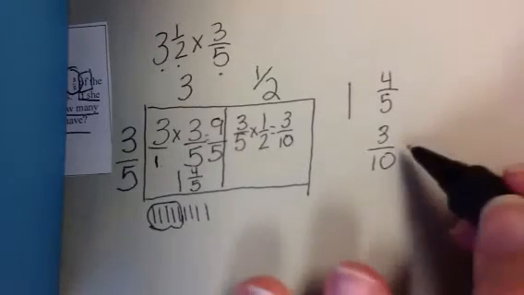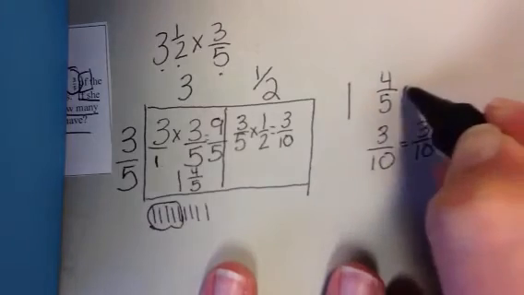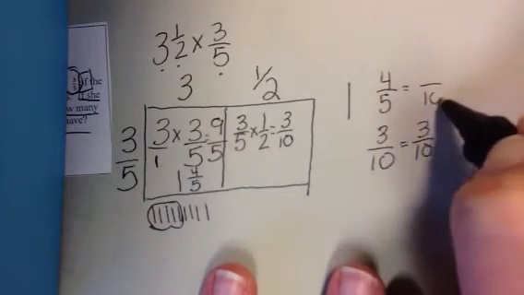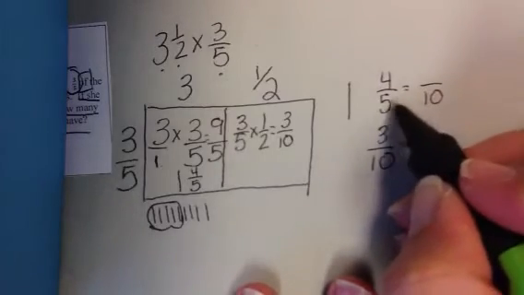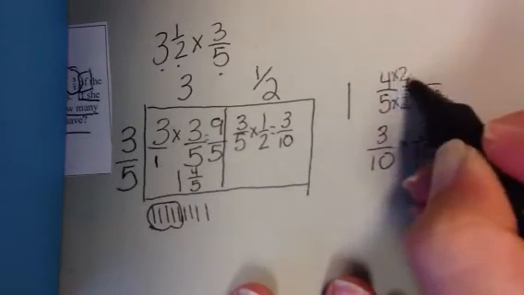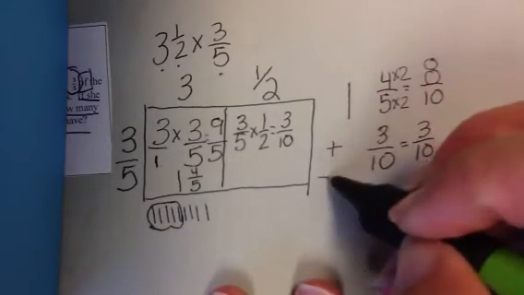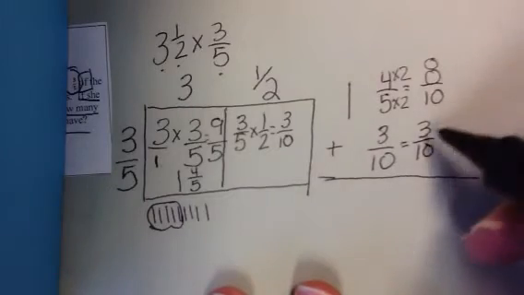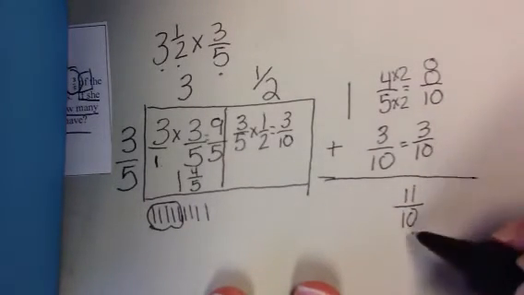But I'm going to keep this 3/10 because I noticed that I could just change this one to get my denominator of 10. What do I do to 5 to get over to 10? Times 2, times 2, and I get 8. I'm adding. 8 plus 3 is 11. Keep my denominator. 10, 10, 10.